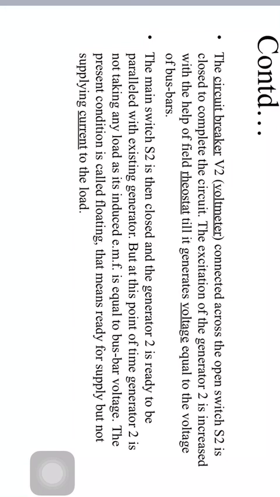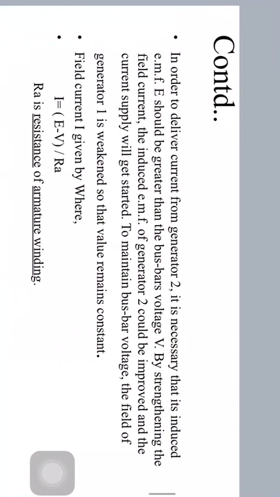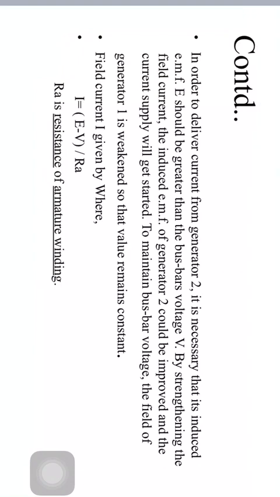But at this point of time generator 2 is not taking any load, as its induced EMF is equal to the bus bar voltage. The present condition is called floating, that is, it is ready for supply but not supplying current to the load. In order to deliver current from generator 2, it is necessary that its induced EMF should be greater than the bus bar voltage V. So by strengthening the field current, the induced EMF of generator 2 is increased and the current supply will get started.